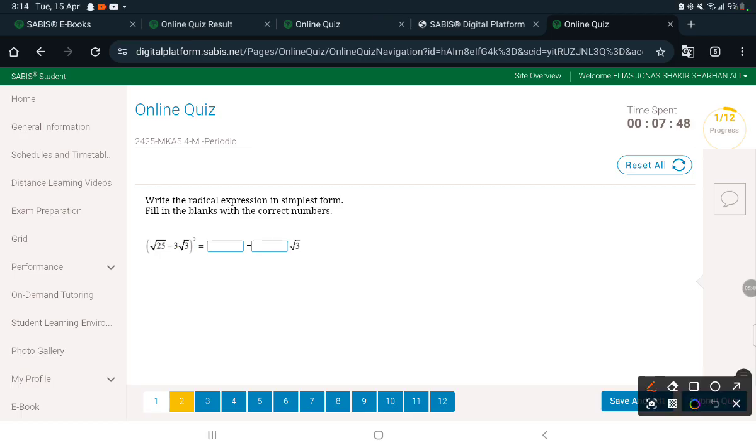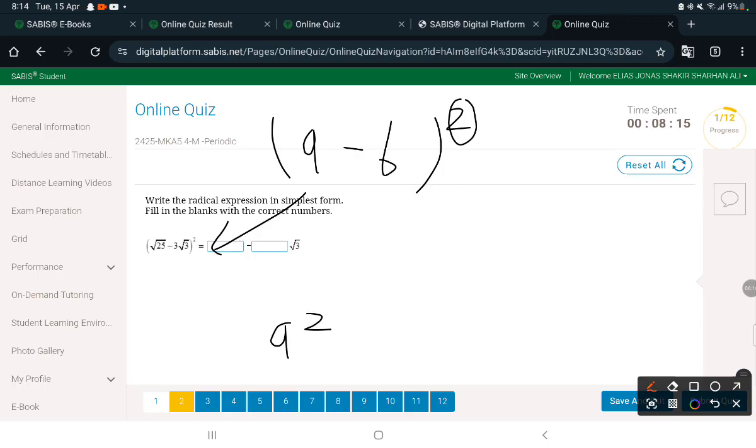Okay, so for this one, this is in the form of a minus b, all squared, with the square outside. So what you basically do here, the formula is a squared minus 2ab plus b squared. We all learned this. I think you all know this by now.